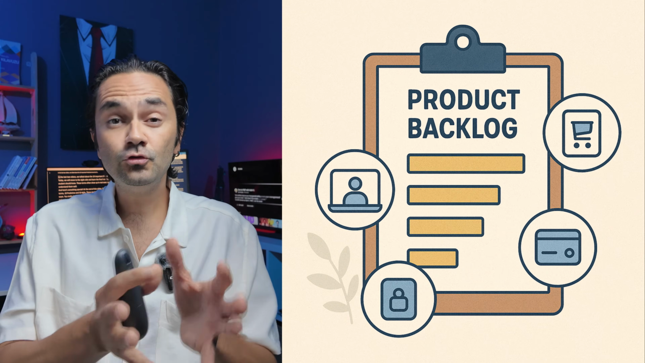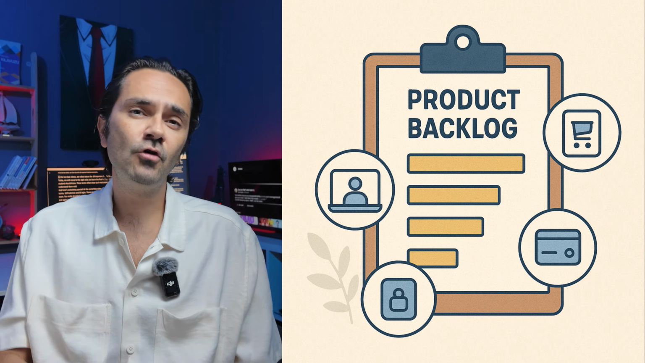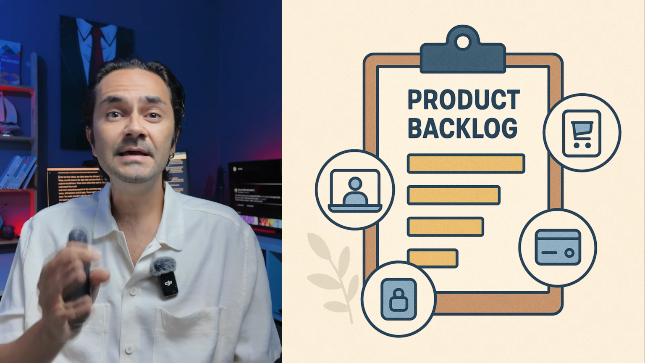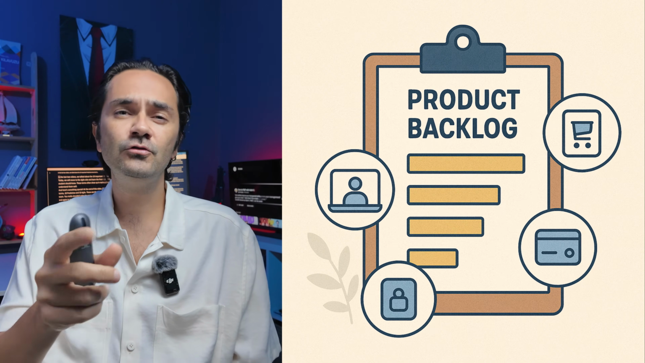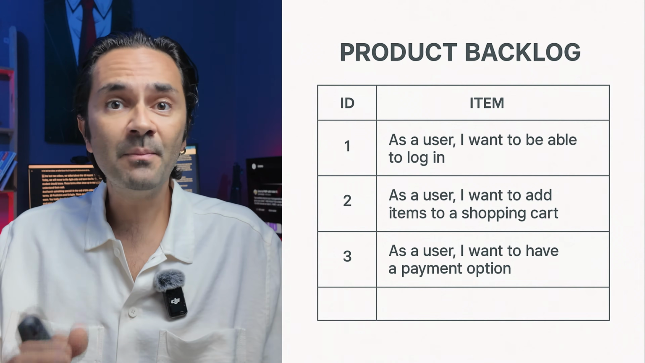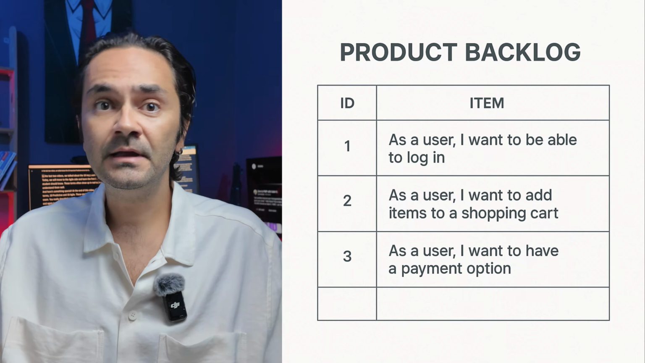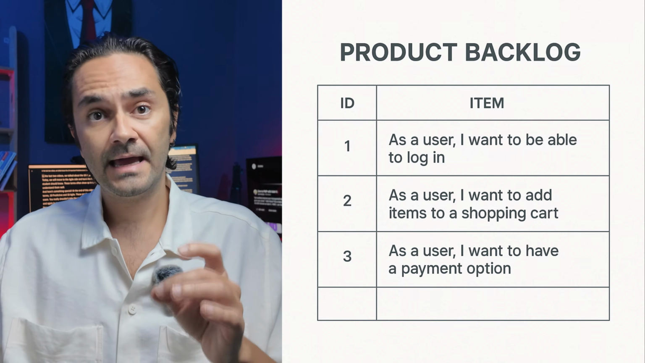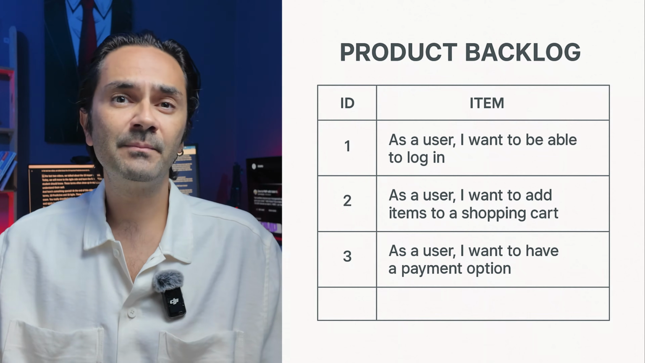Here comes the second Agile term you should know for the PMP exam: the product backlog. A product backlog is a prioritized list of everything that might be needed in the product, such as features, fixes, or improvements. Simply, it is a to-do list for the product that the team will work on. Therefore, it helps the team stay focused on what brings the most value to the customer. For instance, if the customer wants a login feature, a shopping cart, and a payment option, these items will all be listed and ordered by priority in the product backlog.